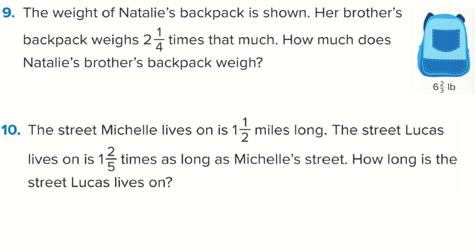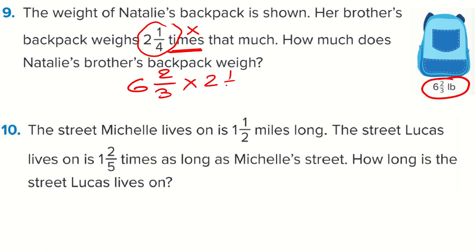Now next: the weight of Natalie's backpack is shown. This is the weight, 6 and 2 over 3. Her brother's backpack weighs 2 and 1 over 4 times that much. What is the meaning of times? Did you say multiply? Yes, you're correct. So it means multiply. So what we have to do here, basically we have to multiply these two numbers, 6 and 2 over 3 times 2 and 1 over 4.